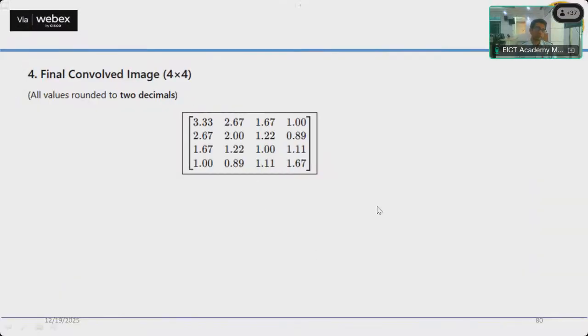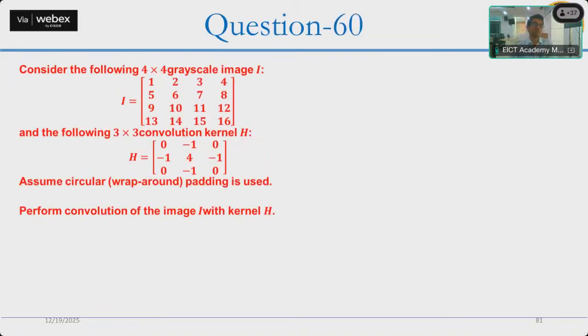So how will you find the convolved image here? Whenever you say convolution, you need another thing, the mask. We are showing the grayscale image and the following 3 by 3 convolution kernel, assuming circular padding is used. So perform convolution of the image with the kernel. That is what we want to do. How will we do it?